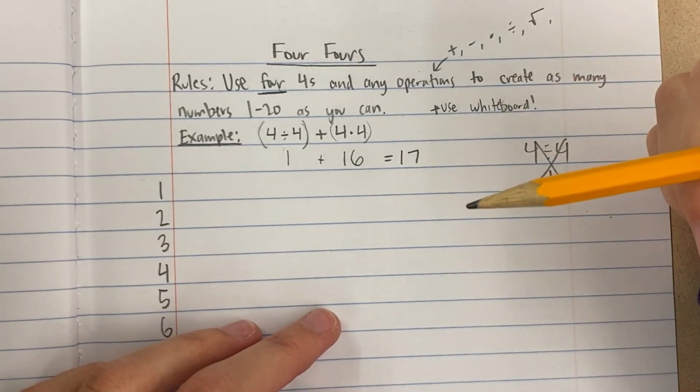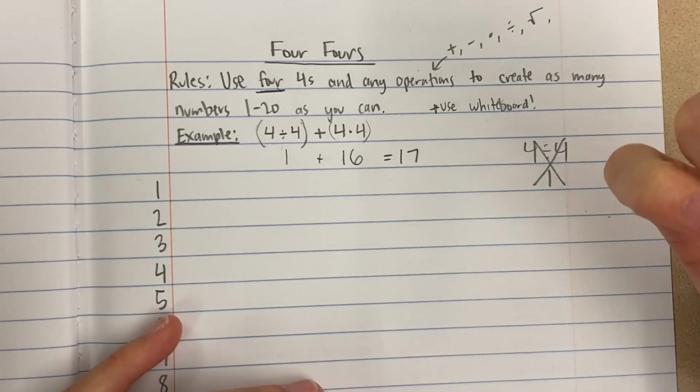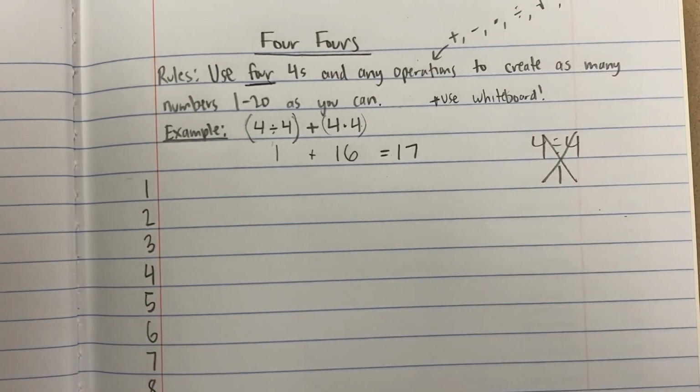It's pretty hard. See if you can get, set a goal. I would say even 10, getting half the numbers, is a pretty ambitious goal. Okay, see if you can figure it out. Go grab a whiteboard right now.